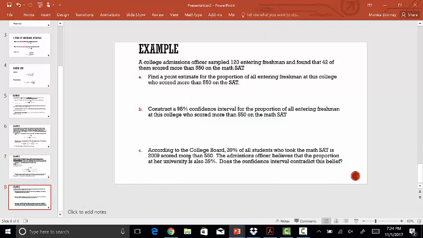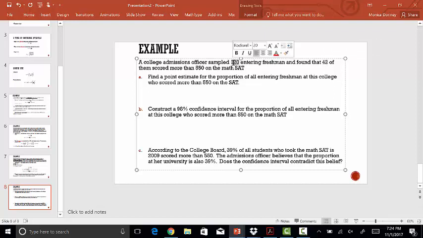All right, last example. A college admission officer sampled 120 intern freshmen and found that 42 of them scored more than 550 on the math SAT. Right here I see they're not talking about average scores or anything like that. They're simply saying 42 out of the 120. Let me highlight this out for you guys. So 42 out of the 120 scored more than 550. This is clearly a proportions problem, 42 out of 120. So I'm using my proportions confidence interval.